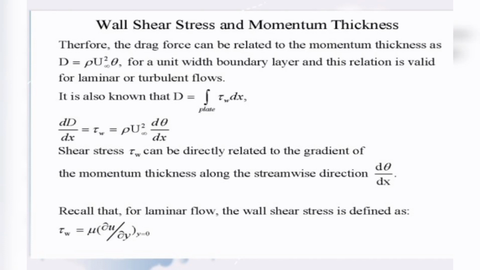Recall that for laminar flow, the wall shear stress is defined as tau w is equal to mu du by dy.